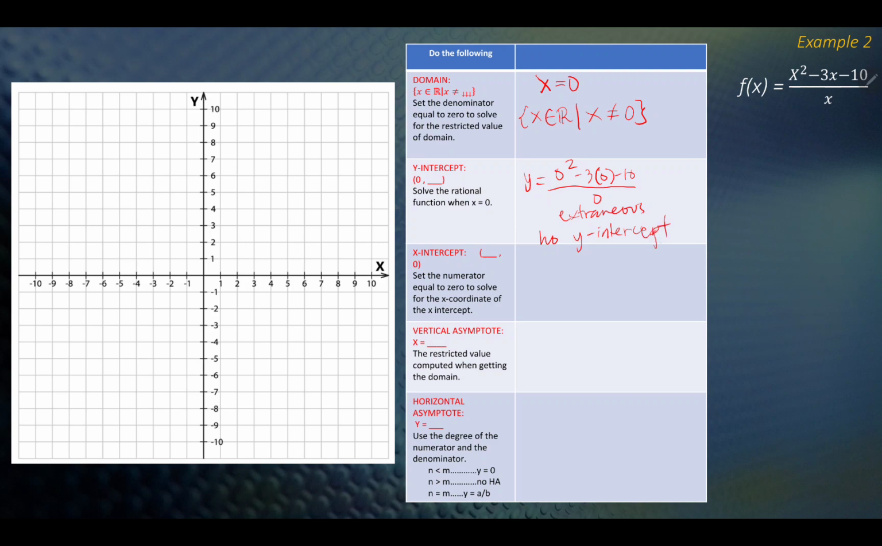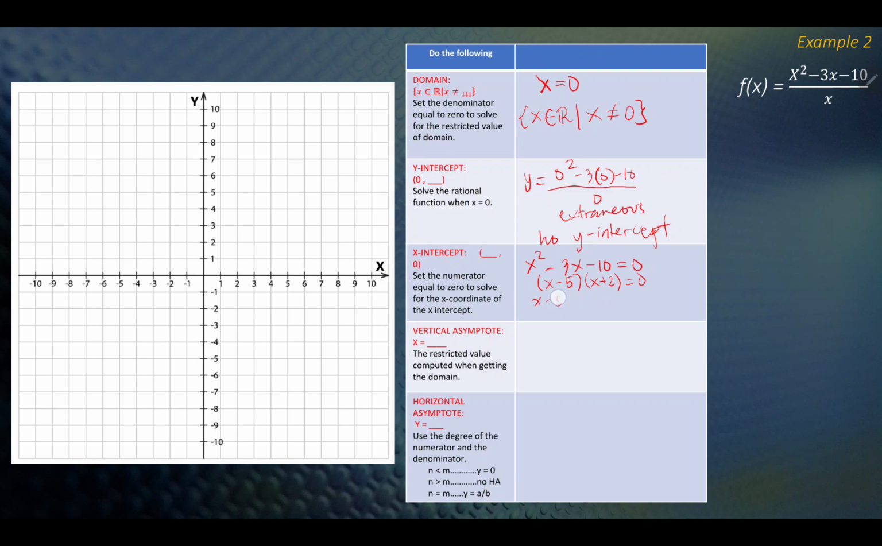Okay? That's how easy it should be. No y-intercept if the solution shows an extraneous value. For the x-intercept, you just have to use the numerator and equate it to 0. So x squared minus 3x minus 10 equals 0. Since that is a quadratic equation, kailangan natin siyang i-factor. So x minus 5 and then x plus 2 equals 0.